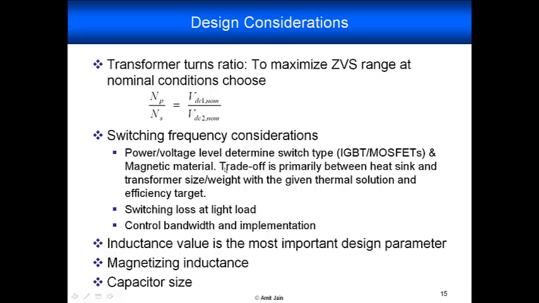The magnetic material would typically be ferrite if you're operating below approximately 10 kilowatt and you're operating in the tens of kilohertz. If you have higher power level, then you would typically use tape wound cores, probably something with nanocrystalline material.